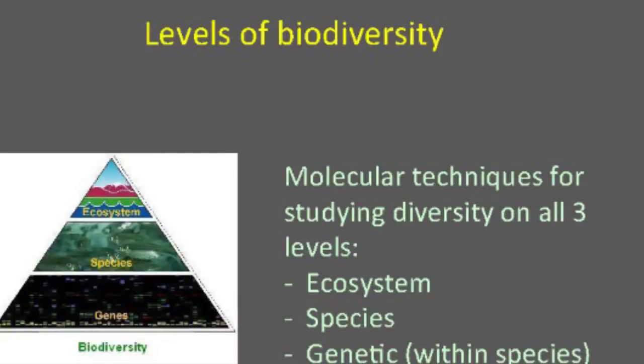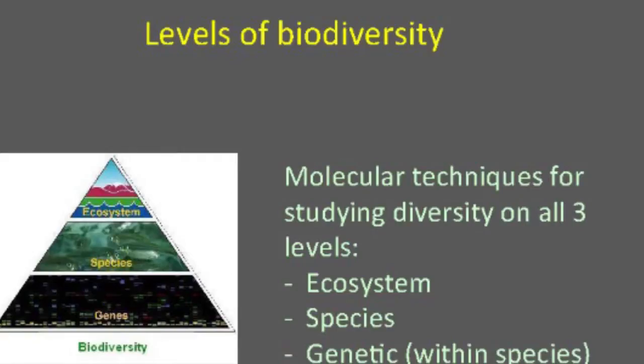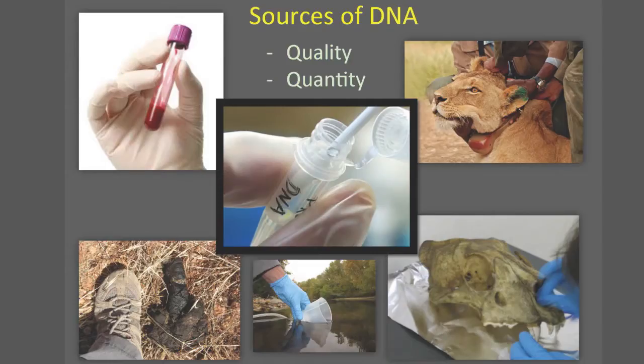First, we have talked about diversity on different levels, and you can use molecular techniques, genetic techniques, to study it on these three different levels as well. So you can study it on the ecosystem level, on the species level, or even on the level within a particular species. But the first step is you need your source of information, which is the DNA. Many different sources of DNA.